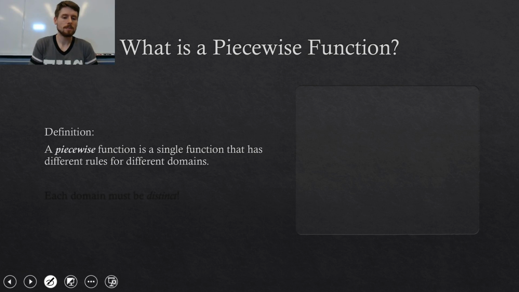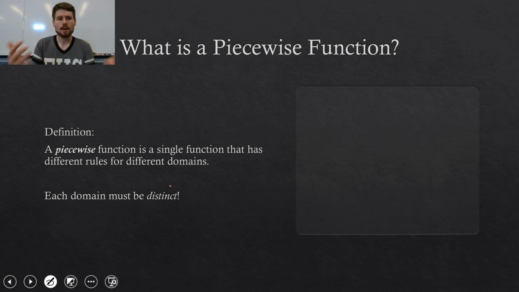Okay, so a piecewise function is a single function. It's one function, but it has different rules for different domains. I mean, the rules could be the same, but it's got multiple rules for distinct domains. And it's important that each domain is distinct. Distinct meaning they don't overlap. You don't have overlapping domains, because then you wouldn't have a function anymore, because you wouldn't know which rule to use.